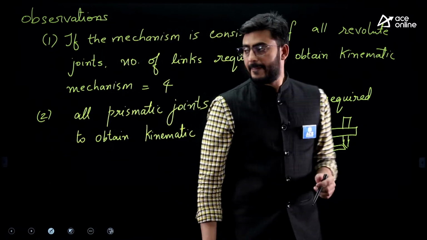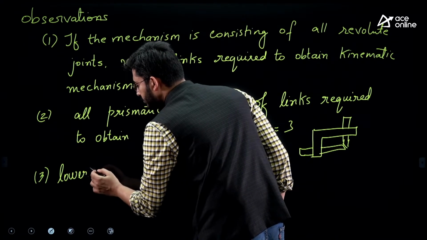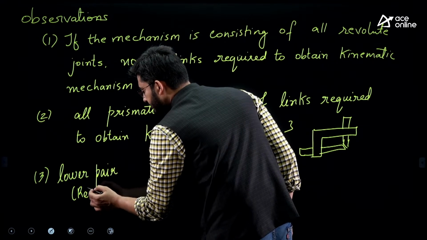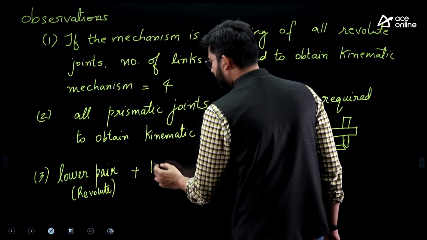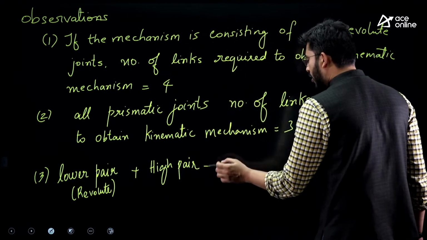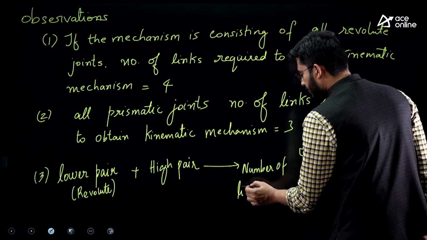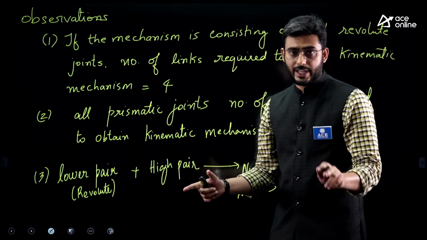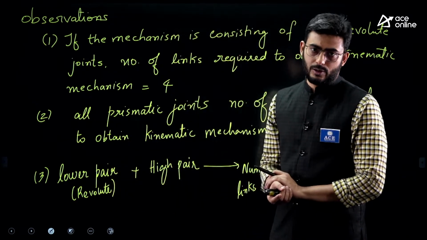Similarly, in case the mechanism consists of a lower pair, that is a revolute joint, and a higher pair, then the number of links is equal to 3. This you will be seeing in the gear and pinion arrangement. Similarly, you will be able to see this in the cam and follower also.